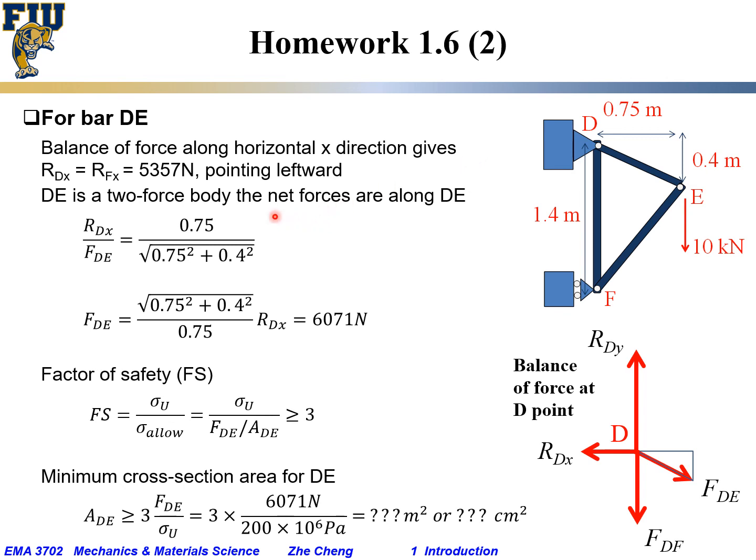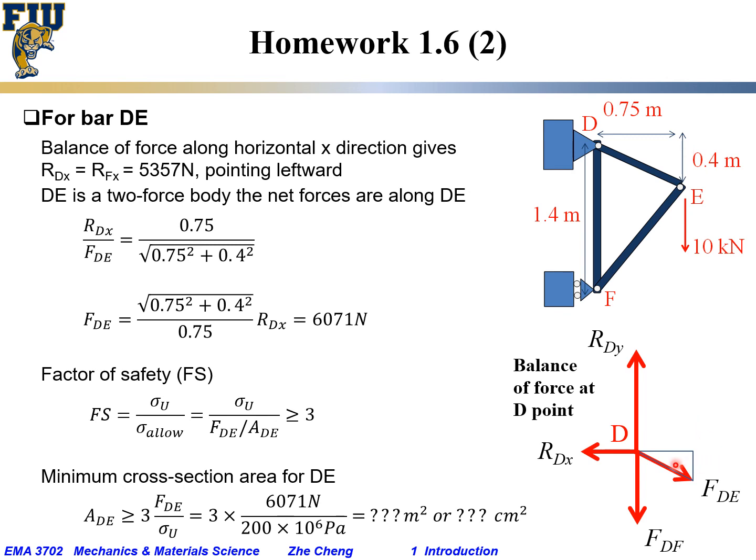Then DE is a two force body. Similarly, DF is a two force body. Then if we look at point D, the balance of forces at D: RDX is trying to pull it to the left, RDY tries to counter the FDF going down. And we also have the FDE. FDE is trying to drag the D point along this oblique direction. Okay, it looks complicated, but let's focus.